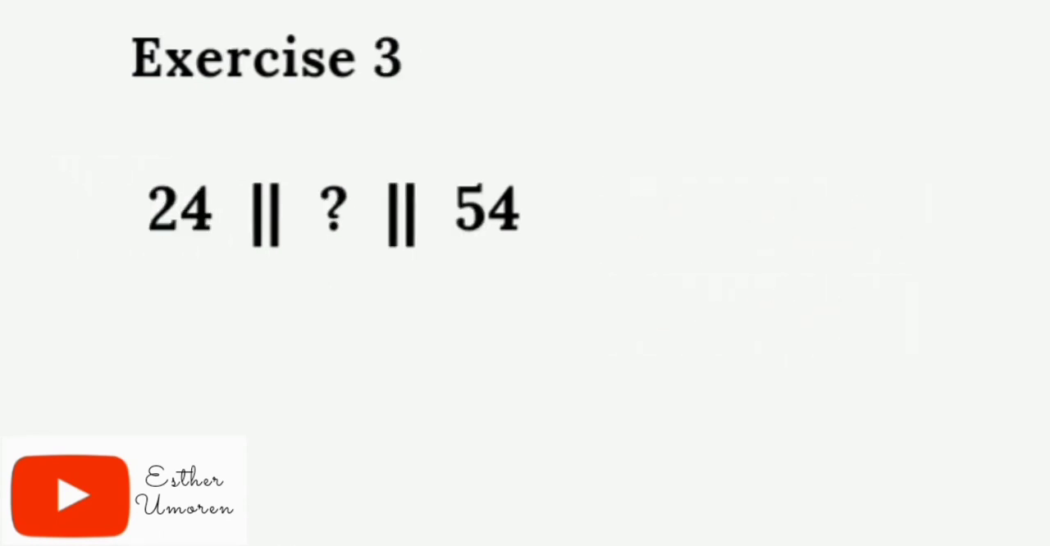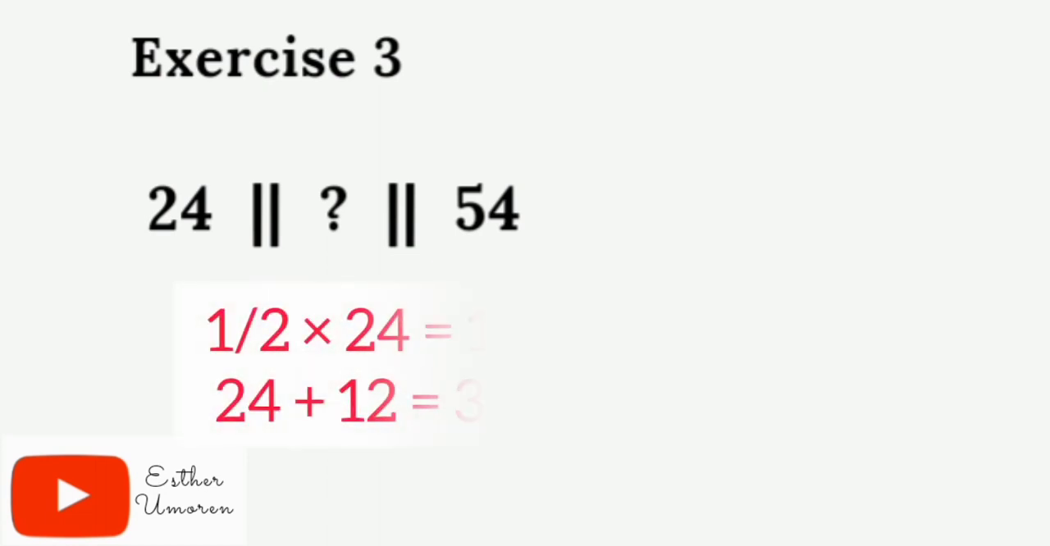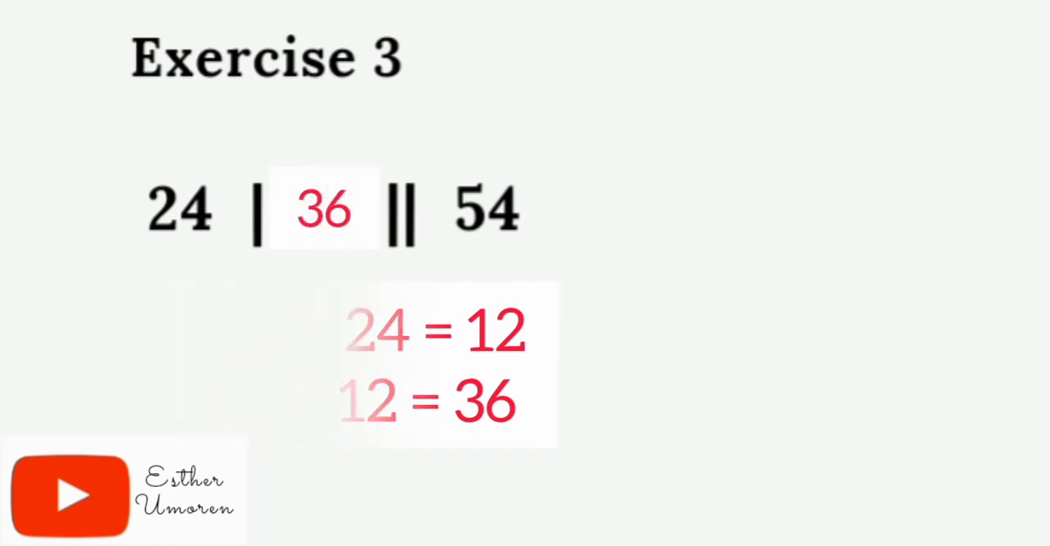Now to exercise 3. 24, question mark, 54. This is pretty straightforward. The second number is gotten from adding the first to half of it. So 24, half of 24 is 12. And 24 plus 12 is 36. That's simple and straightforward. So in place of the question mark, we will put 36.